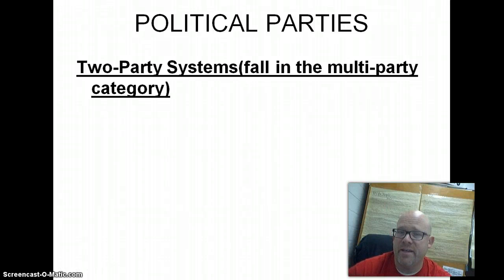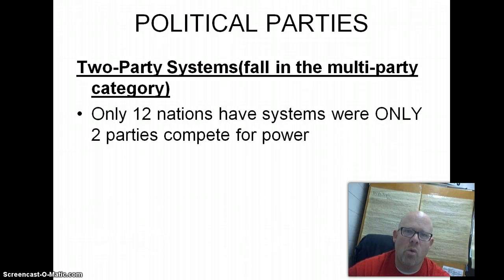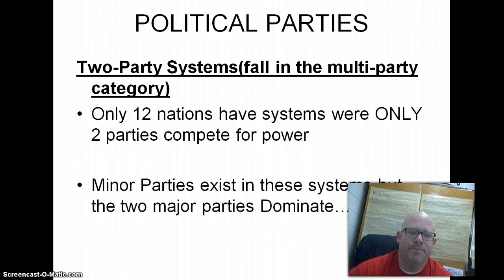All right, here in the United States, we have a two-party system. And again, we fall into that multi-party category, but we're kind of special. There are only about a dozen other nations that have two-party dominant systems, where there are only 2 true competitors for voice or power in government. Minor parties do exist in these systems. These are sometimes called third parties, but the 2 parties are going to dominate elections and public policy.